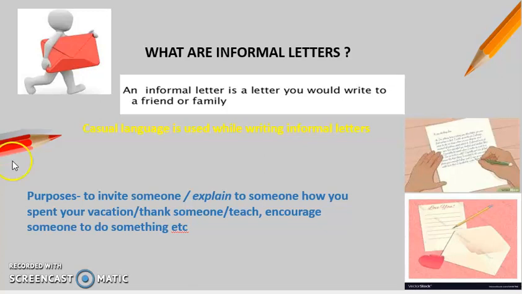Now every letter has a purpose. We always write a letter for a purpose. So the purpose of a letter could be to invite someone. Maybe you want to invite your friend to your birthday party, so you could write a letter to your friend inviting him for your birthday party. Or you could explain to someone how you spent your summer vacation.